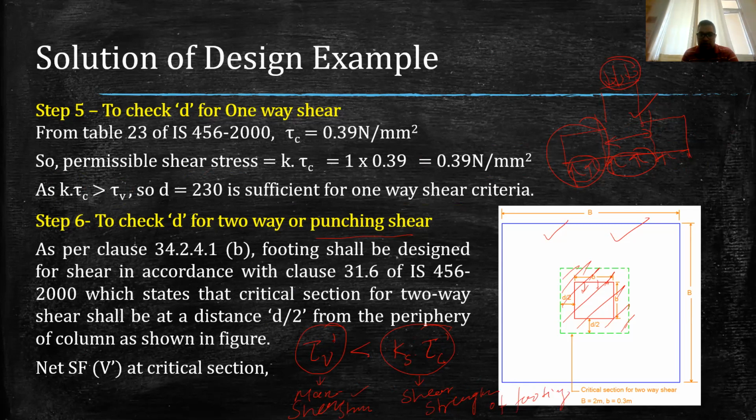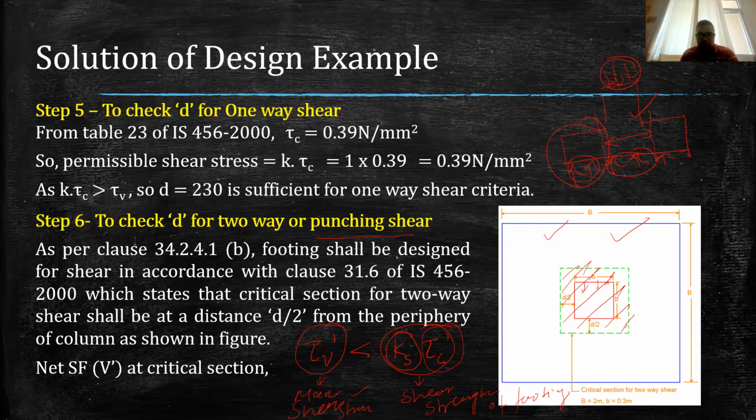Here tau v dash, I have provided this dash because in this scenario tau v will be calculated differently. Similarly, in this case Ks will be calculated as per IS code recommendation, and tau c dash is also calculated as per the formula given by the IS code. So we will see each of the terms one by one.